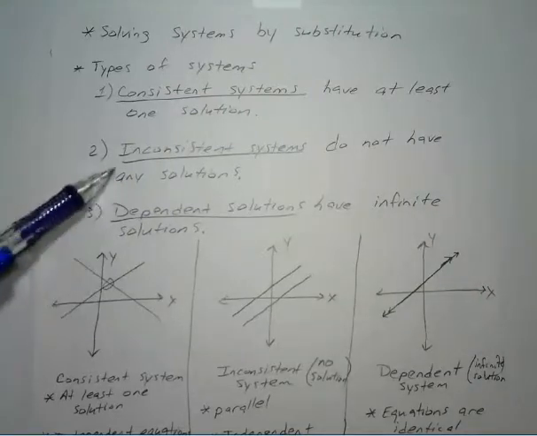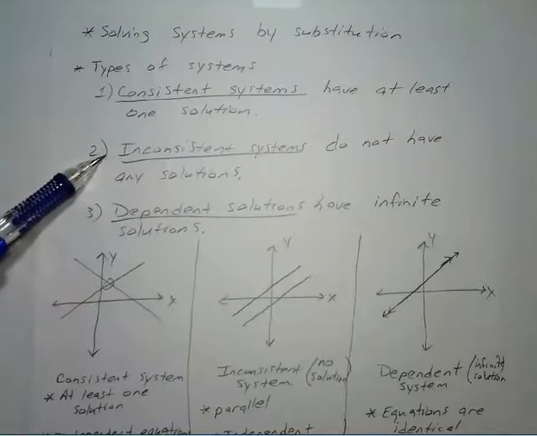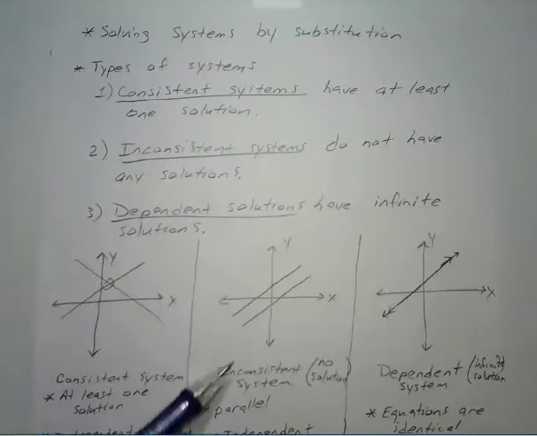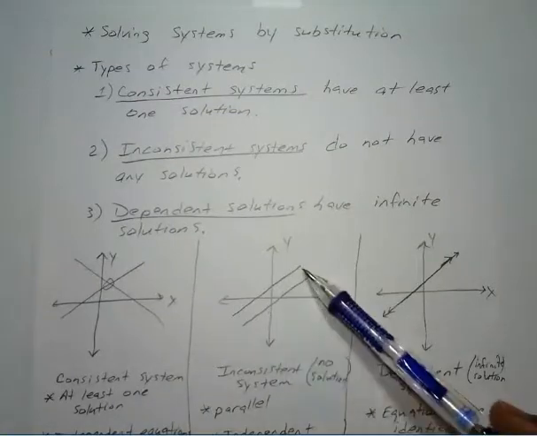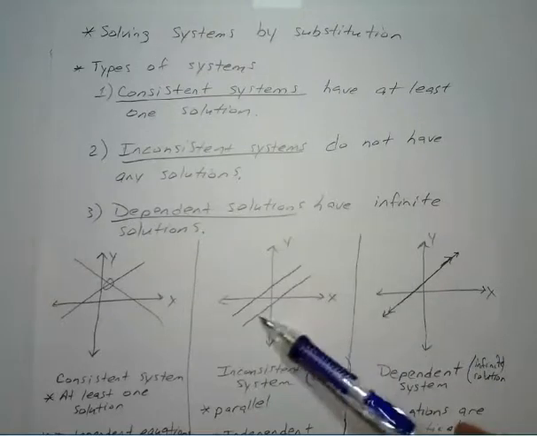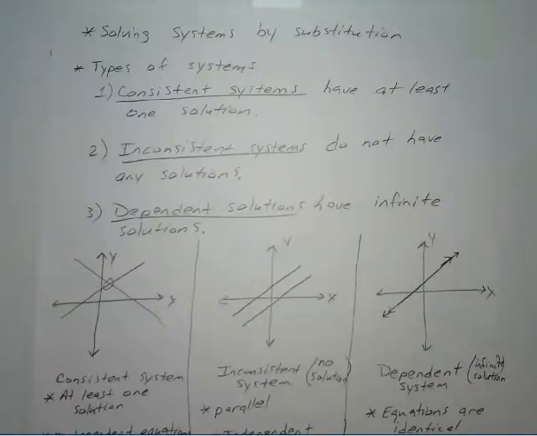Okay, so your inconsistent systems do not have any solutions at all, and they will look like this. Basically, you have two parallel lines. Those lines could go on forever in either direction, and they would never cross each other. Since they never cross each other, they don't have a solution.